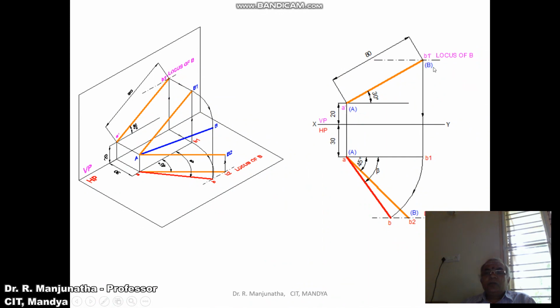So you draw a vertical projector from B1 dash till the locus of A in the top view, so that both A and B1 will be equidistant from the vertical plane. That means it is 30 mm in front of VP. Now once you get this point, AB1 is the line which is parallel to VP, so you are getting the true length here. Then with A as center, take the radius of AB1 and draw an arc such that it cuts the locus of B in the top view. Mark this point as B, then join A to B with a dark line. This will be the top view.